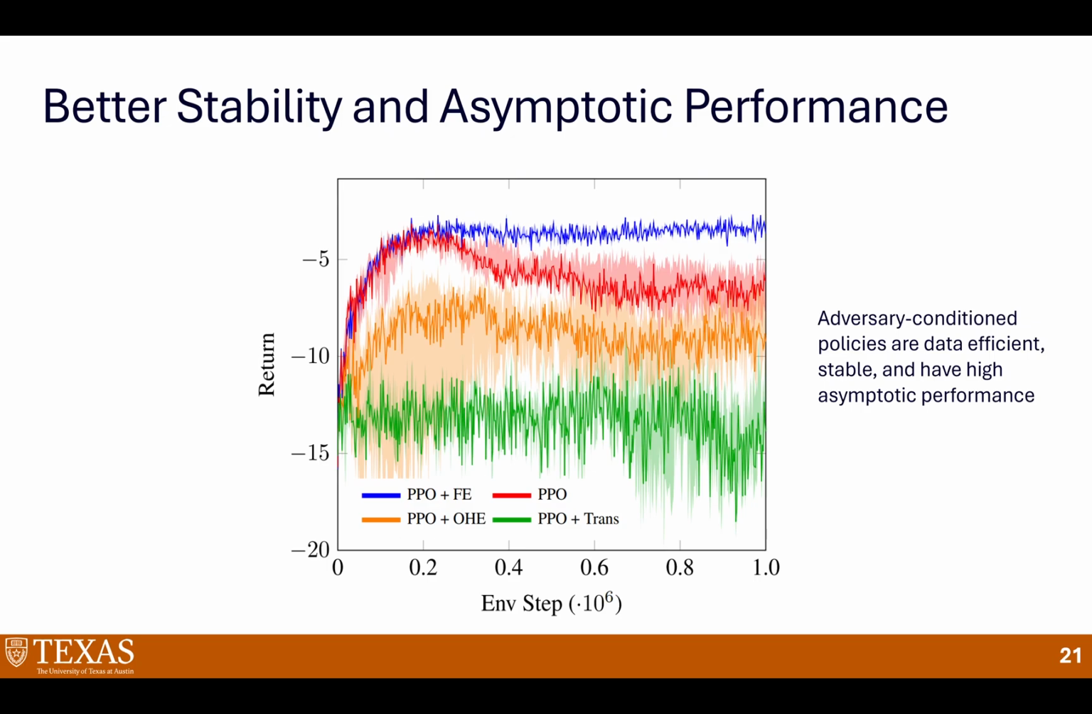And here we see that by augmenting PPO with a function encoder task representation, we get improved asymptotic performance and training stability relative to other approaches. And interestingly, in this case, the transformer performs terribly, which is largely due to the inherent data-hungry nature of transformers in a setting of multi-agent RL where data is hard to come by.